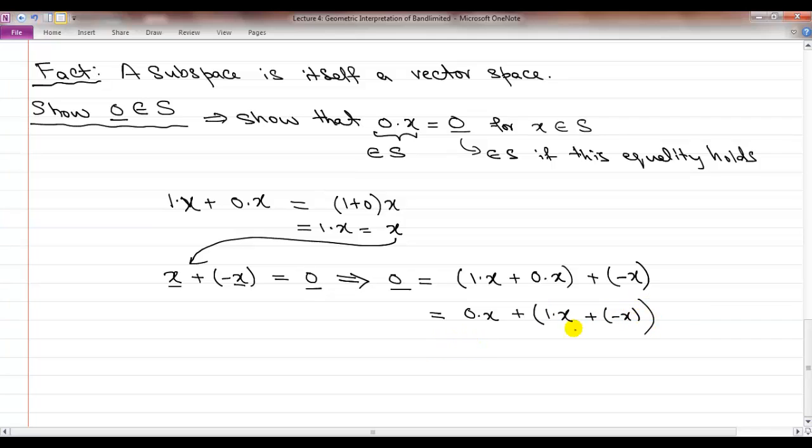Now again, I'm going to use the property of multiplicative identity, which is that 1 multiplied by x is simply x, so x plus minus x. And now the property of additive inverse, which is that x plus minus x is the 0 vector. So I have 0 dot x plus the 0 vector. Now a 0 vector added to anything gives us back that same thing. So I get 0 dot x.